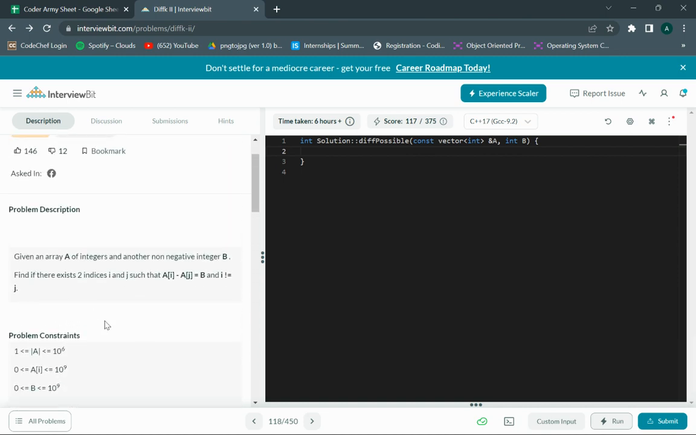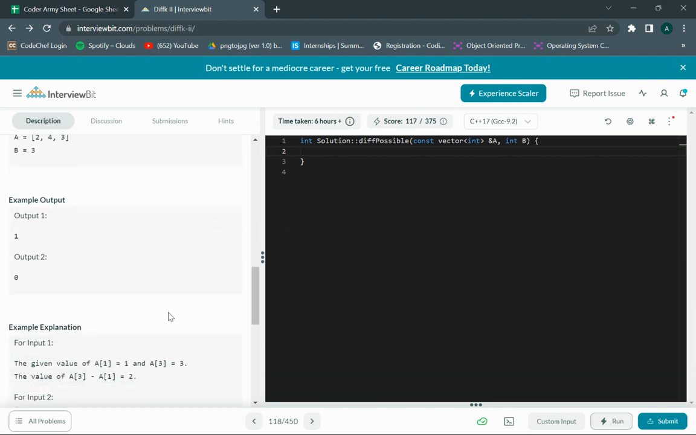So basically, what the problem states is that you have been given an array of integers and a target variable. What you have to do is tell if there exist two integers inside our array such that both of their indexes are different. Also, their difference is equal to the target. Okay, so I hope you're clear with the question.